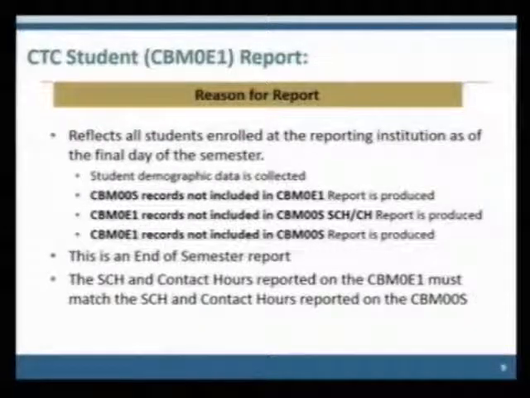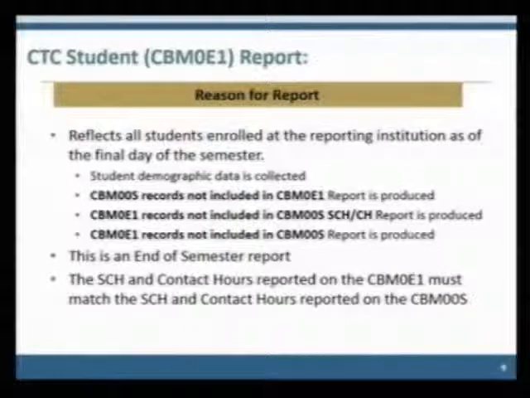Now, there are 3 extra reports on this. As you saw in the little picture, everything kind of matches. So on the OE1, it'll look for CBM00S records not included on the OE1. E1 records not included on the S by semester credit hours and contact hours. And also the E1 records not included on the S.